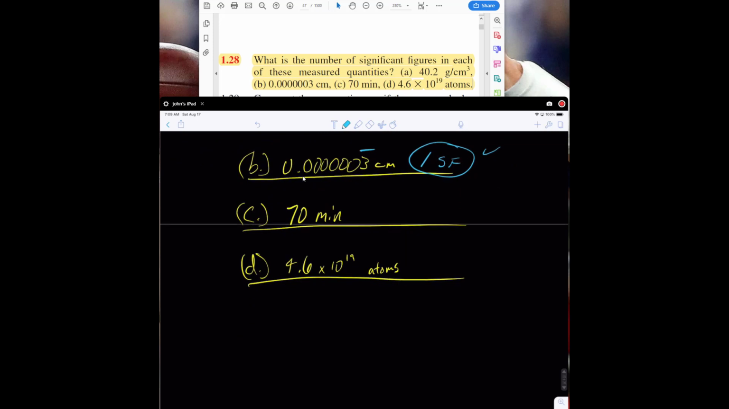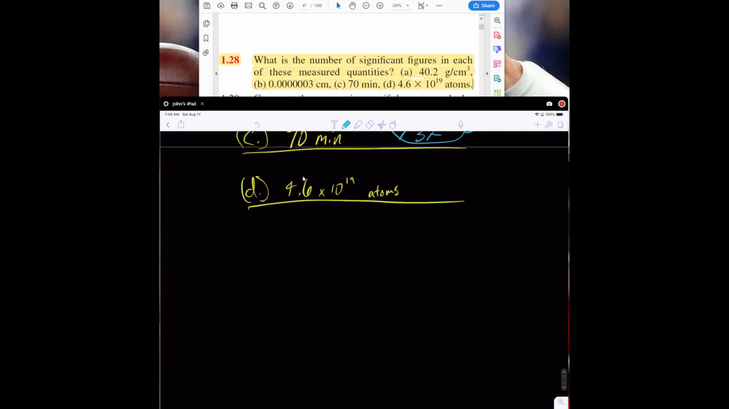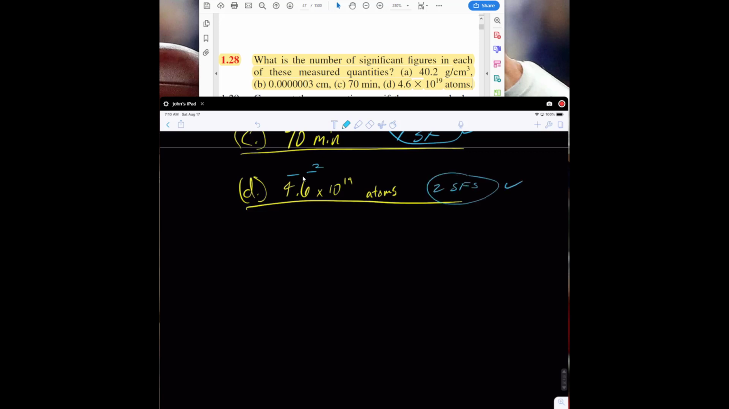And for C, 70, there's no decimal or anything. There's 1 sig fig. And then here, 4.6 times 10 to the 19 atoms. This is going to be 2. 1, 2 sig figs. And that's correct.